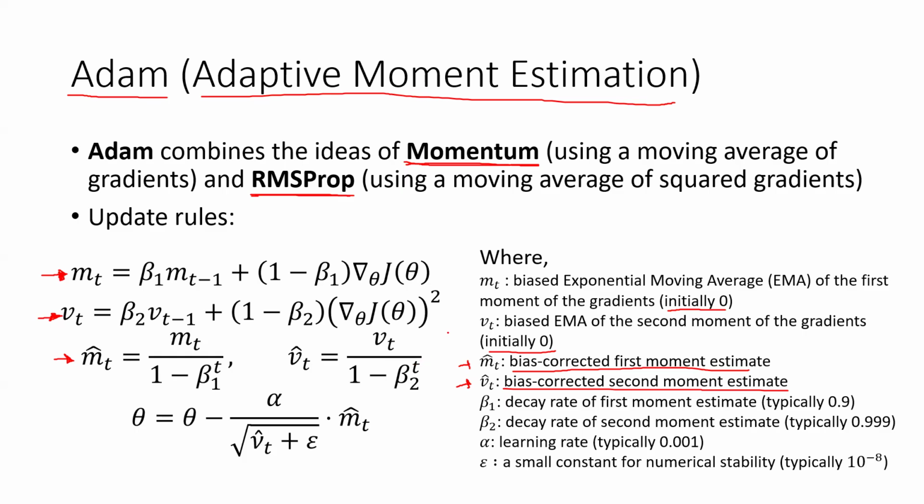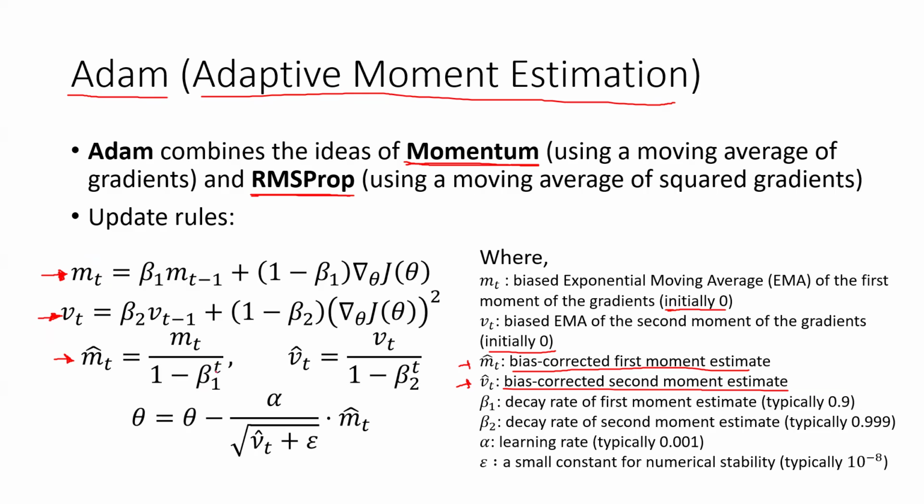So what really happens is, first we have to know why we call these mt and vt biased estimators, right? We call them biased because we are initializing them to 0. So in the earlier phases of the learning, these values are biased towards 0. In order to remove that bias, we are dividing by 1 minus beta 1 to the power t, right?